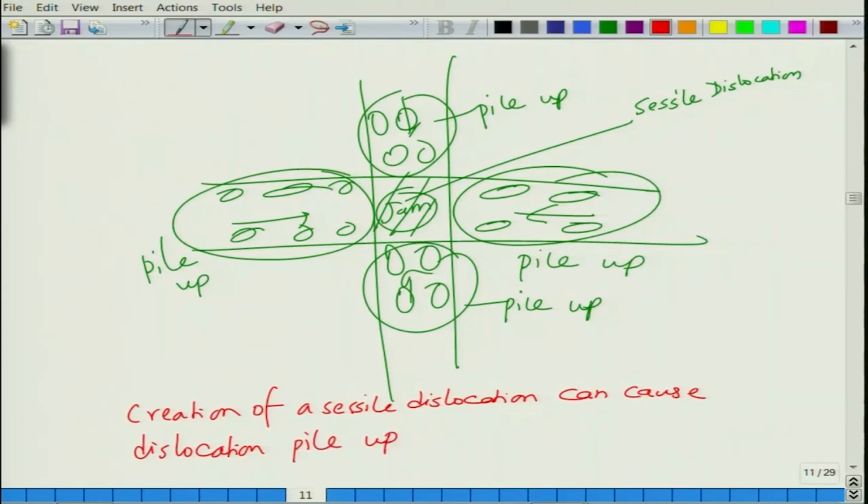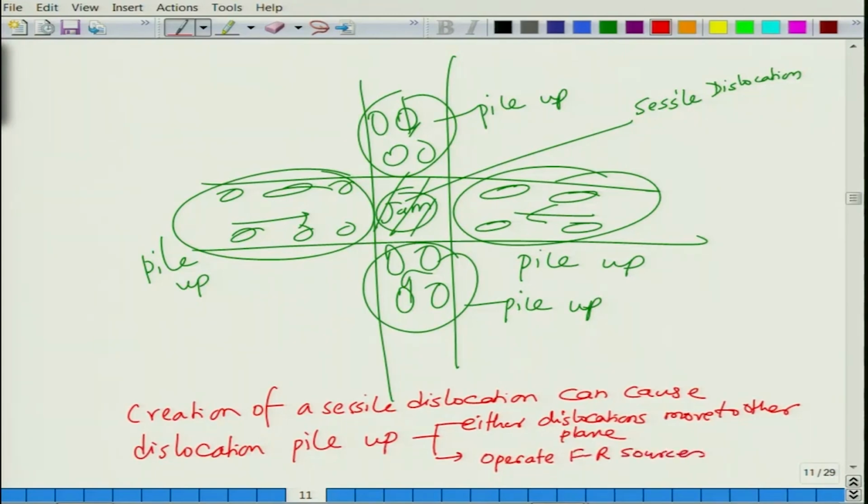Which means, either dislocations move to other planes which are favorably oriented, or you also operate Frank-Read sources. So, essentially all of these lead to an increase in stress. So, basically when you have these dislocations piling up after one another, the dislocation pile up leads to creation of this.